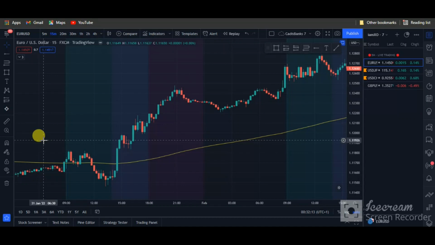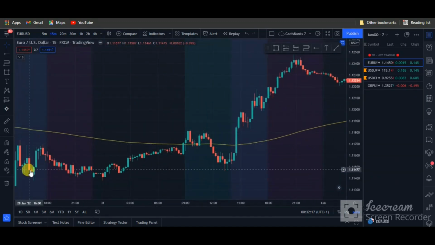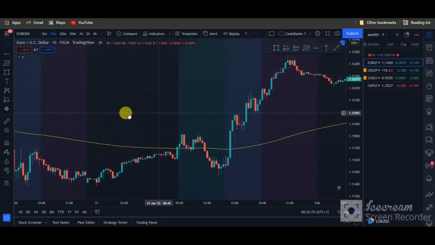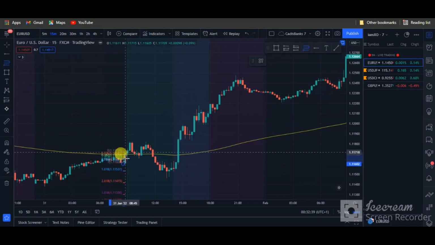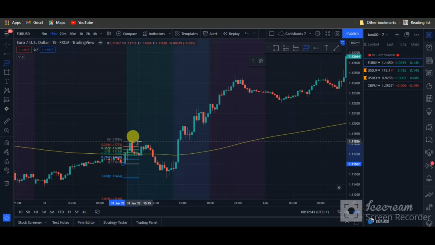So real quick, how the strategy works is we want to see the market below the 200 EMA, and we want to see a breakout of the 200 EMA and a retracement back. But we will not just blindly take a trade on the retracement, so we need to use our Fibonacci retracement tool. We place it from the last low the market made before it broke out to the last high the market made before it retraced.